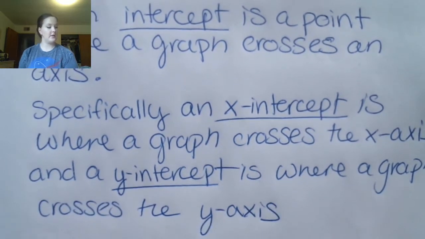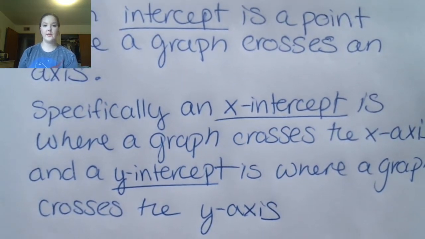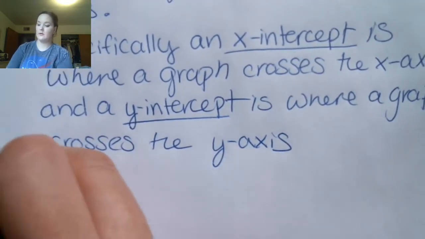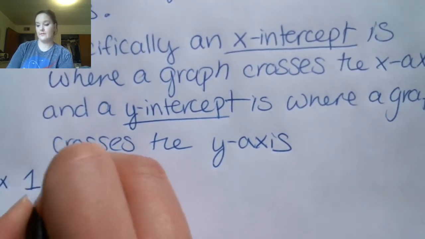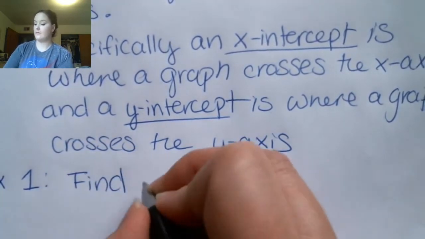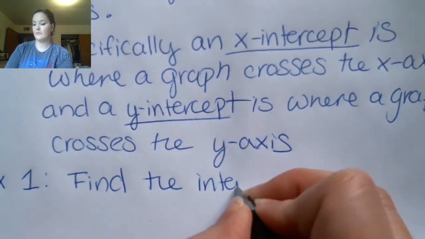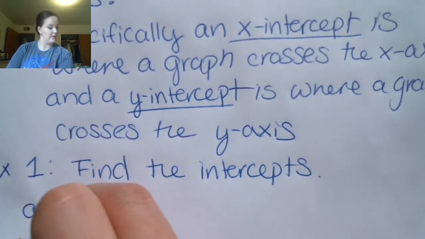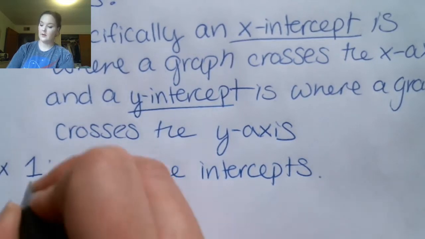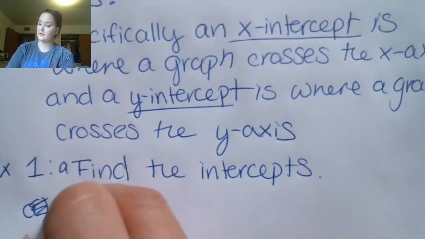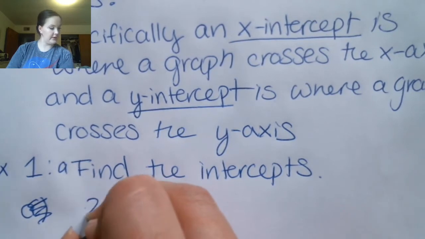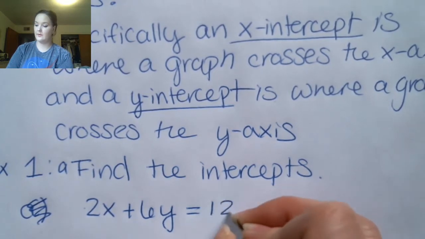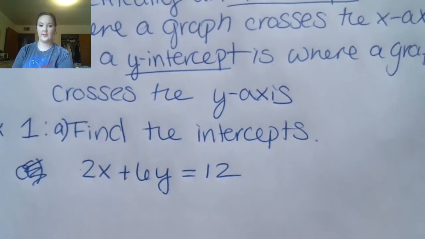Okay. All right. So the first thing we're going to do is do a couple computational examples of finding the intercepts. Okay. So I guess this is part A. So we're going to use the equation 2x plus 6y equals 12. Okay, so for part A, we're going to find the intercepts.